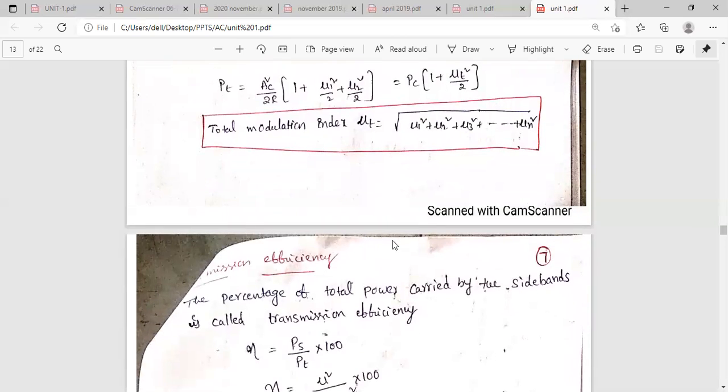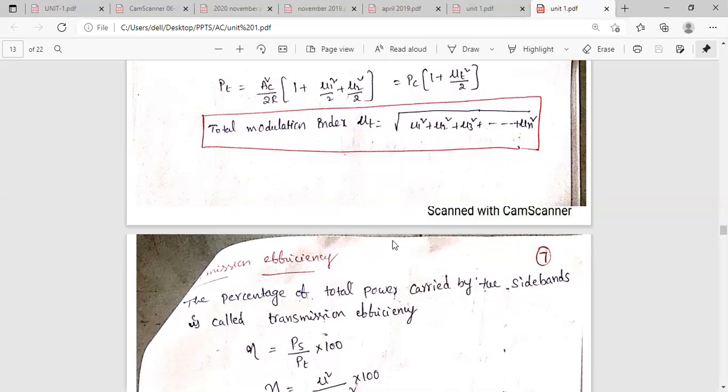So what you can understand is the difference between single tone amplitude modulation and multi-tone amplitude modulation. The only difference is, if the message signal contains a single frequency component, then it is called single tone amplitude modulation. If it contains multiple frequency components, meaning more than one frequency component present in the modulating signal, then it is called multi-tone amplitude modulation.